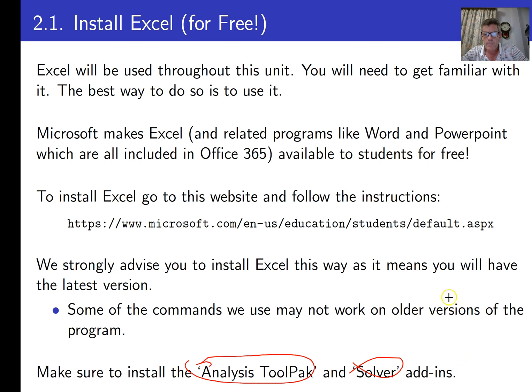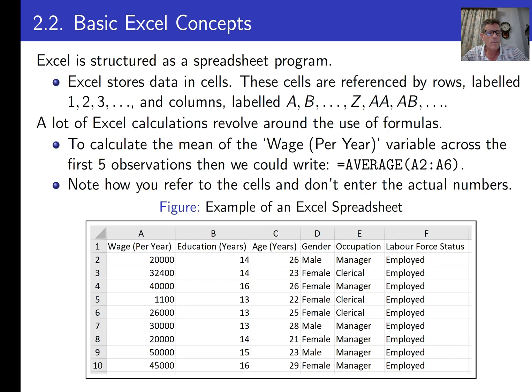Okay, so next we're going to think a little bit about how Excel works. So think about Excel as being like a big table, and in a spreadsheet you've got columns and you've got rows, and each cell in this table is referenced by its column label and its row label. So this is cell A2, for example, here. Okay, so that's the basic idea.